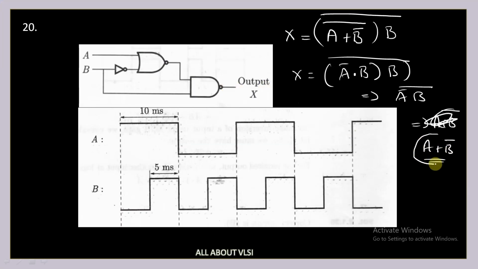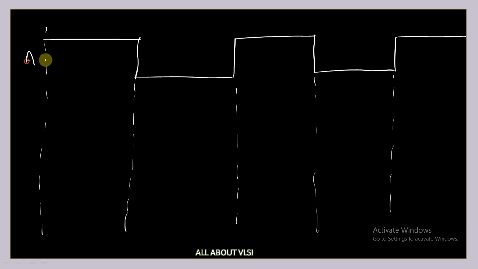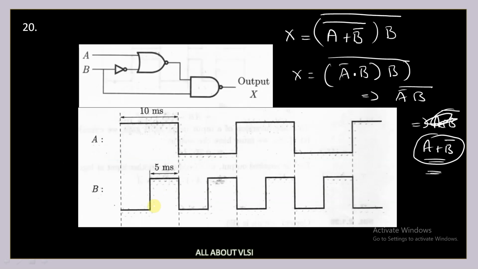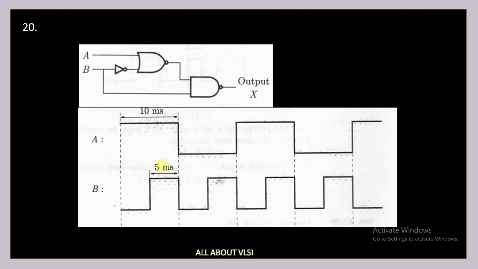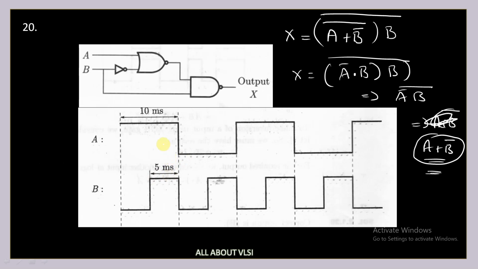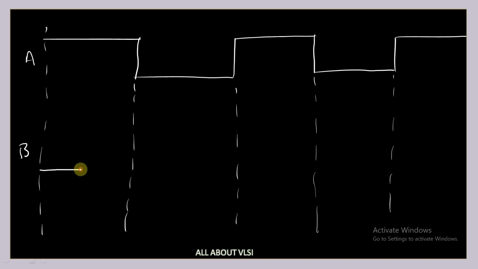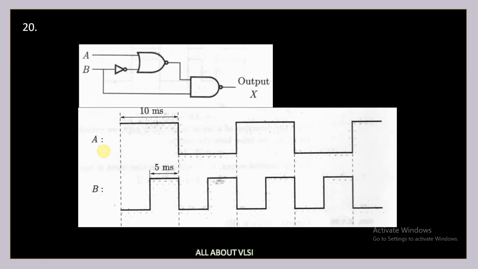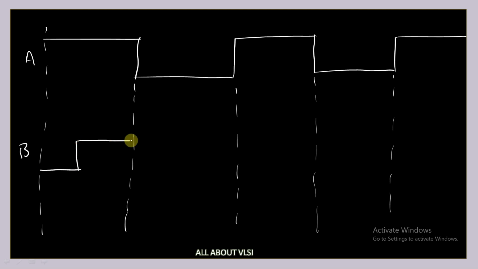So I need to perform this operation on my two waveforms. I have b. What is the first step I am going to do? I am going to perform b complement. So let me draw this waveform again, and this is my waveform b. How is waveform b going to look? For 5 nanoseconds it is going to be activated, and it is going to become 0 again.